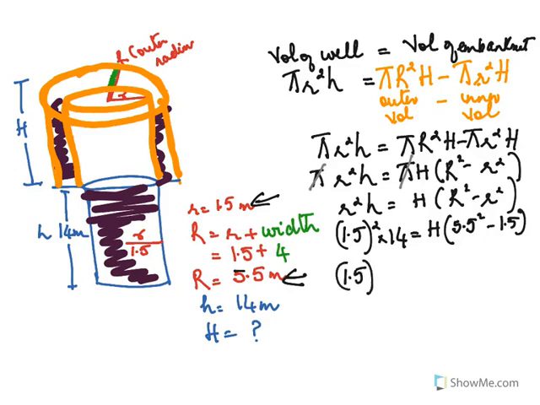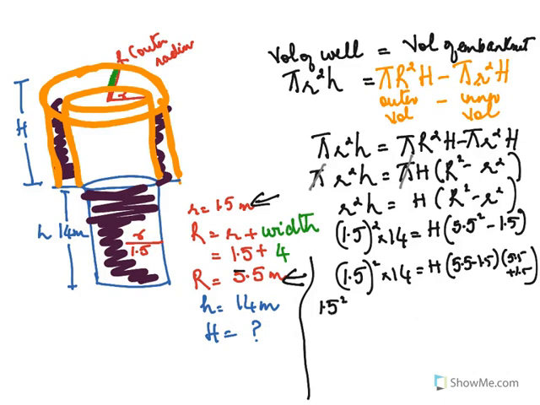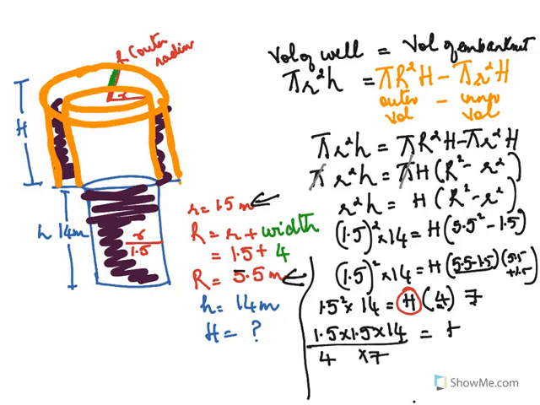So we have 1.5 square into 14 equal to H times, now a square minus b square is a minus b into a plus b. When you subtract this you will get 4, and when you add here you will get 7. So your H, that's what we need to find, will be 1.5 into 1.5 into 14, this 4 comes here and this 7 comes here, which is equal to H. And the H is 1.125 meters.